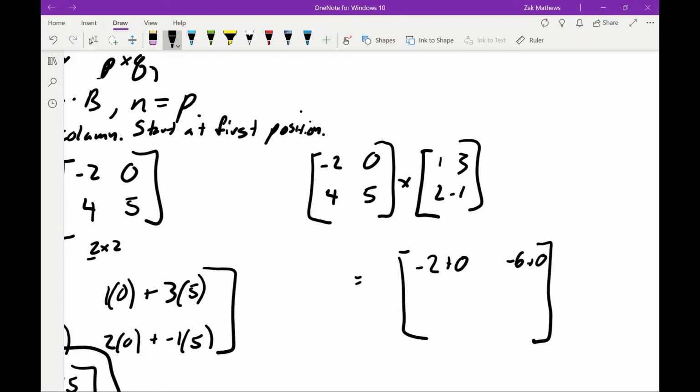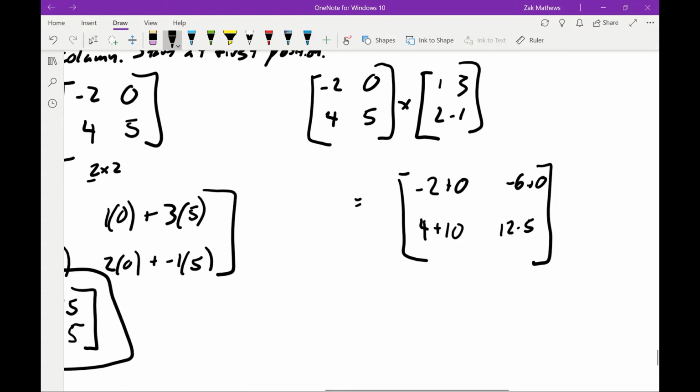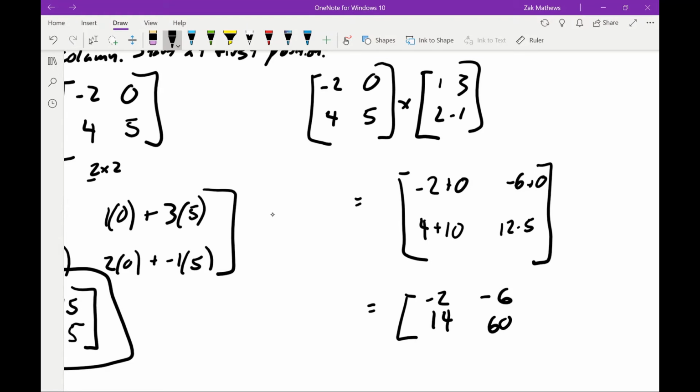I still need to do the second row, so I have 4 times 1, which is 4. Over and down, 5 times 2 is 10. And then I finished the row, finished the column, finished the cell. Moving over and across, I'm starting a new cell for second row, second column. 4 times 3 is 12, 5 times -1 is -5. And combining these elements, we get -2, -6, 14, and 7.